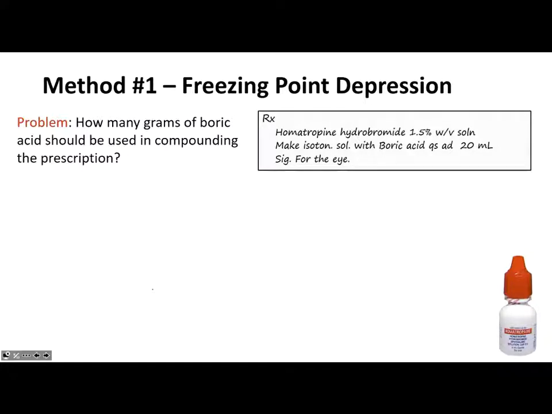And this is where it gets important now. Make sure you're to a final volume of what? 20 milliliters. So we want to make 20 milliliters isotonic that has 1.5% weight per volume of homatropine hydrobromide.